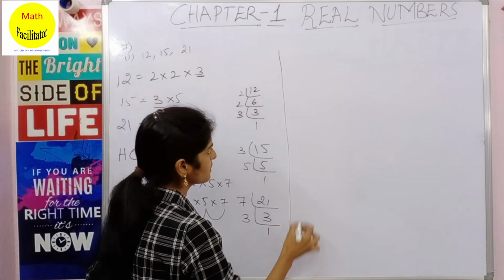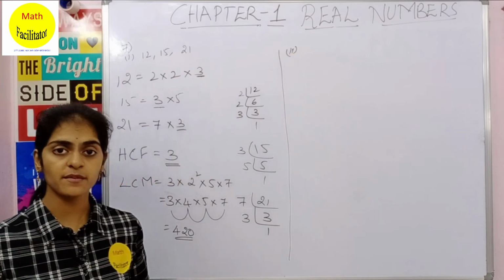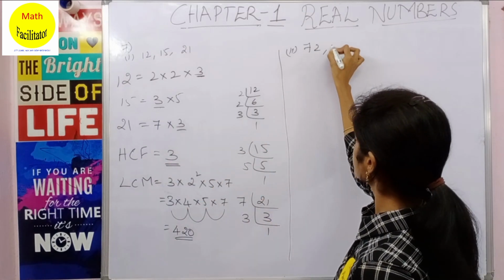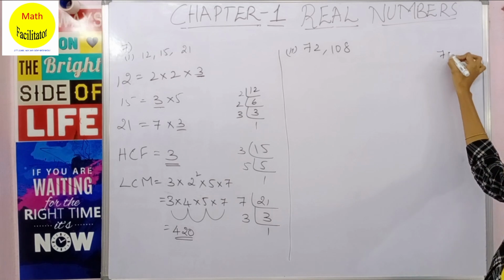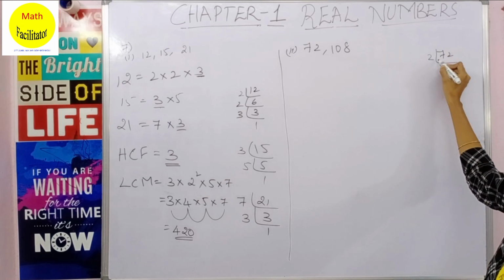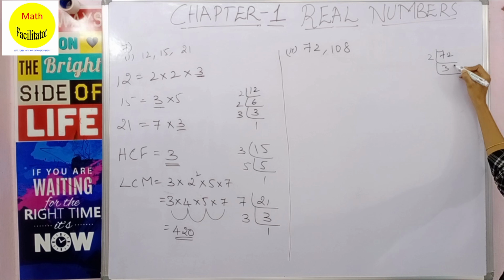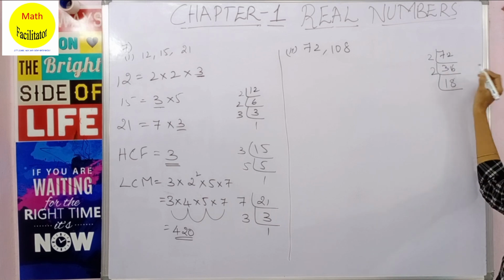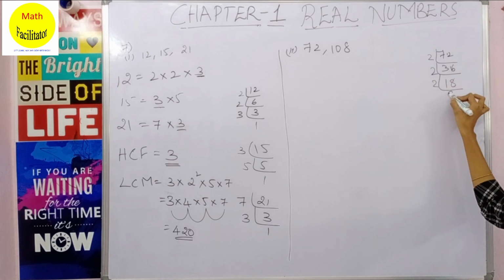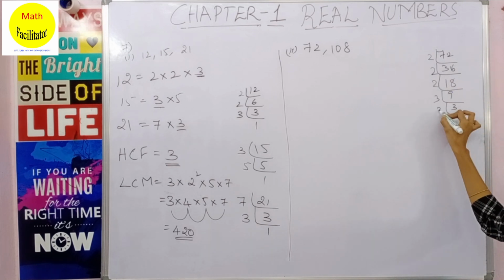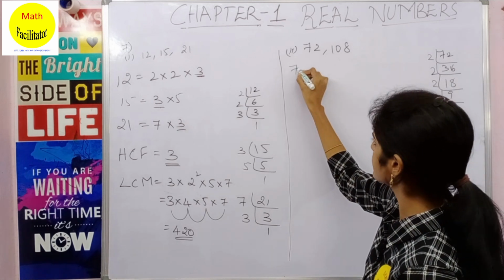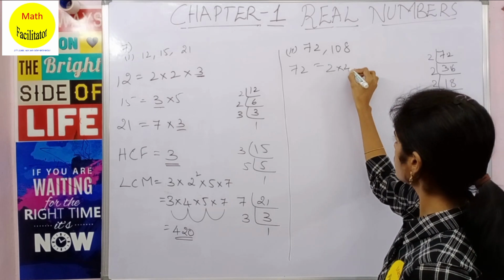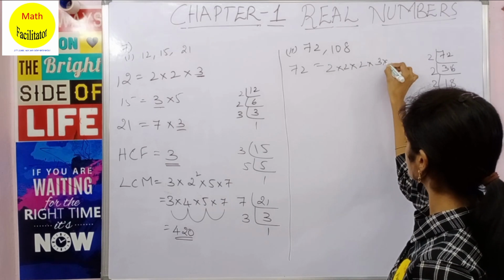Now the second bit of this question is, you have to find the LCM and HCF of 72 and 108. So the given numbers are 72 and 108. Now what is the prime factorization of 72? So 2 threes are 6, you are left with 1, 2 sixes are 12, 2 ones are 2, you are left with 1, 2 eights are 16, 2 nines are 18, 3 threes are 9, 3 ones are 3. So 72 can be written as 2 into 2 into 2 into 3 into 3.